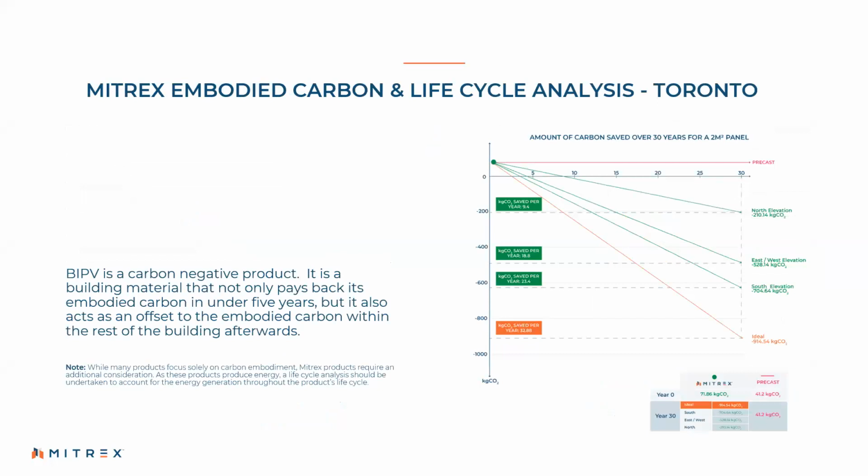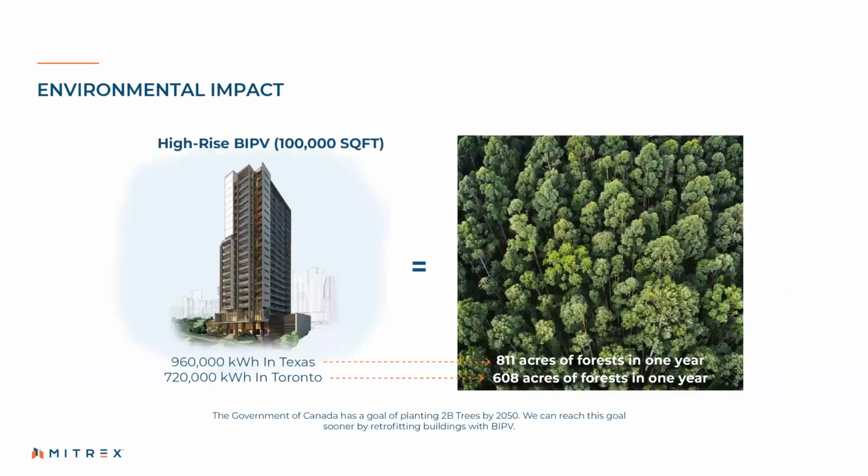Embodied carbon, of course, that is a topic that we are always talking about. BIPV is a carbon negative product. So it's a building material that not only pays back its embodied carbon in under 5 years, but it also acts as an offset to embodied carbon within the rest of the building afterwards. So the environmental impact is pretty clear. You can either put a ton of cladding on a building, you've got 100,000 square feet, and you can make a substantial difference, or you can spend a lot of time planting a lot of trees, right?